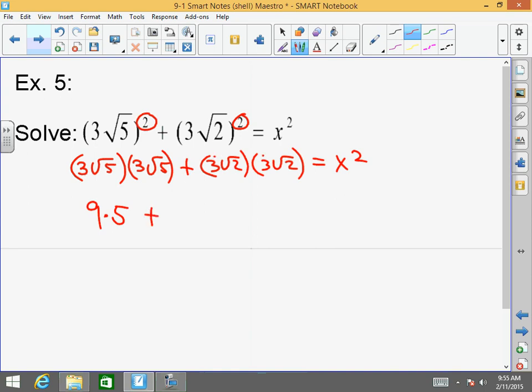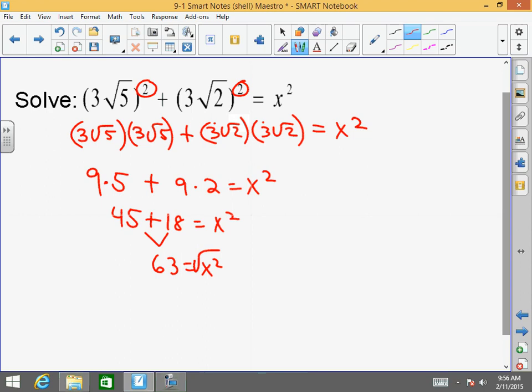Plus, what's 3 times 3? Times. What's the square root of 2 times the square root of 2? 2 equals x squared. So this is 45 plus 18 equals x squared. What does 45 plus 18 equal? 63. Very good. That equals x squared. How do I get rid of that power of 2 that belongs to the x? Very good. Square root both sides. What perfect square can I pull out of 63? It's 9 times 7. What's the square root of 9? 3. So x equals plus or minus 3 times the square root of 7.